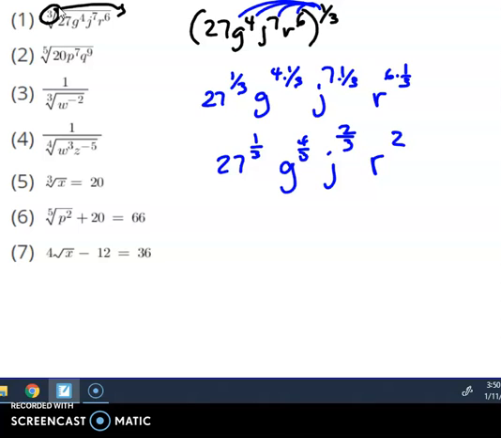So we simplify the fractions if we can get a whole number or integer answer, but if it's a fraction, we're just going to leave it the way it is. So 27 to the 1/3, g to the 4/3, j to the 7/3, and r to the 6/3, which actually is 2.